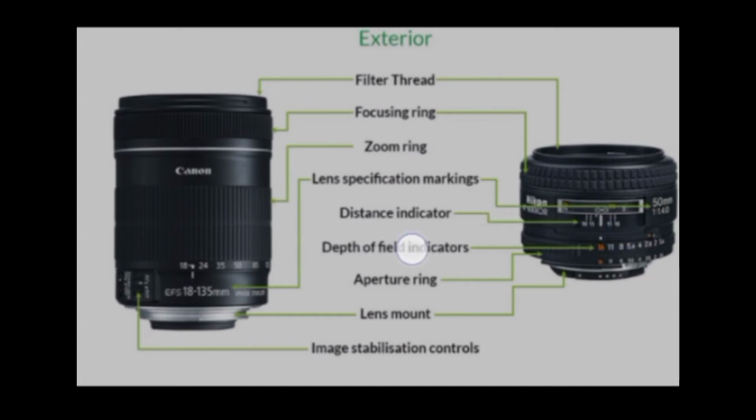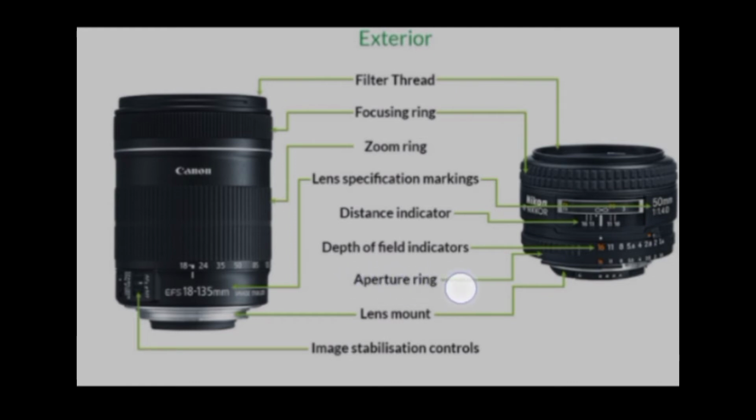Next part is the depth of field indicators. The distance indicators are commonly combined with depth of field indicators in lenses. These have the numbers 22, 11, and 8 on them. Depending on the lens and its design, the numbers may change.